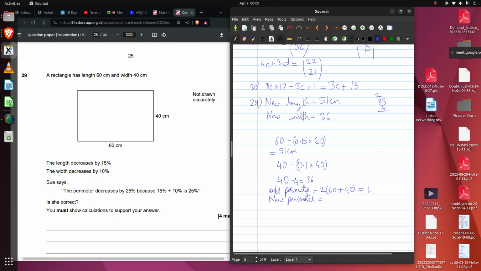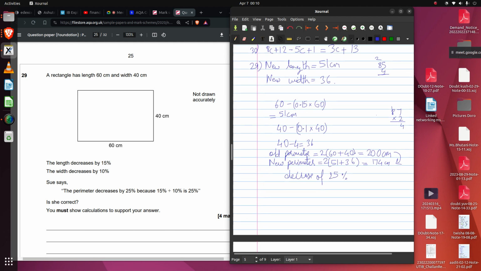Now I want the new. 2 times 51 plus 36. 174. So you can clearly see that the change from the old to the new is not a decrease of 25%. Can we clearly say that? Yeah. It is definitely some other percentage.